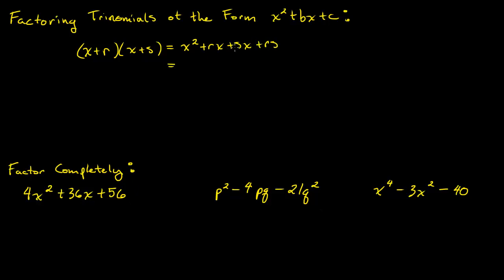Now, we can factor x out of these two middle terms, and you'll see why I'm doing this in a second. So we get x squared plus (r plus s) times x plus rs. Now, why did I just do that? If I distribute x into r plus s, I would just get these two middle terms back using the distributive property.